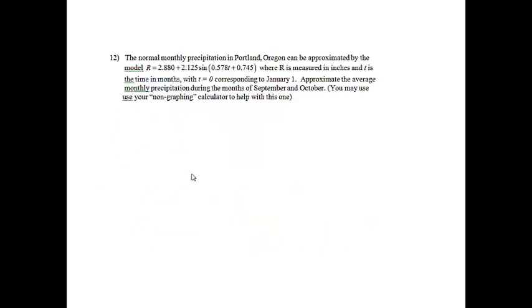Okay, 12. The normal monthly precipitation in Portland, Oregon can be approximated by the model R equals 2.880 plus 2.125 sine of (0.578t plus 0.745), where R is measured in inches and t is the time in months, with t equals 0 corresponding to January. Approximate the average monthly precipitation during the months of September and October. You may use your non-graphing calculator to help on this one, but we get to just tackle this one without our calculator today.